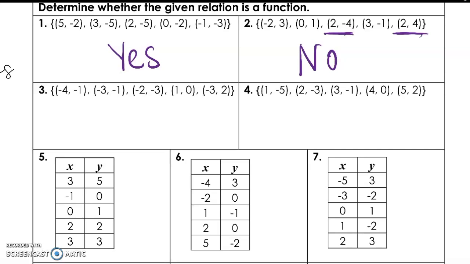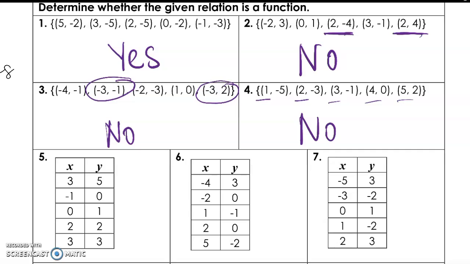So the answer is just no. Number 3, you have a negative 3, negative 1, and a negative 3, 2. Same x's but different y's, so that is not a function. Number 4, all of your x's are different, 1, 2, 3, 4, and 5. So again, the y values don't matter as long as there are no repeated x values. I'm sorry, I wrote no and it should be yes.